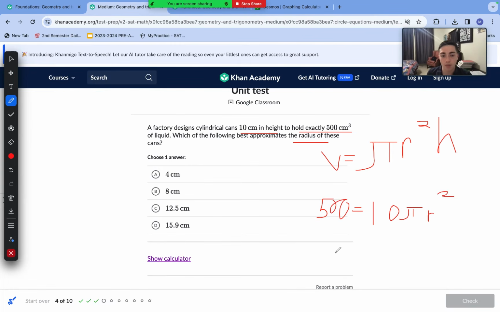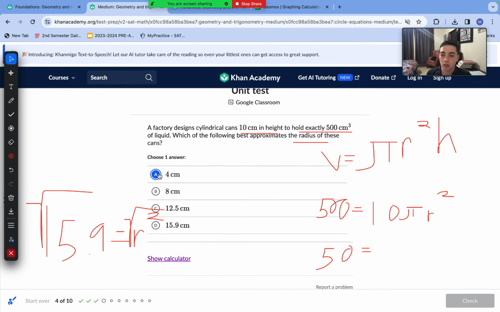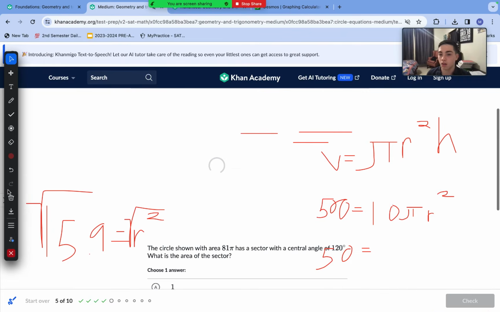We can first divide both sides by 10. We are left with 50 equals pi r squared. Then we divide both sides by pi. 50 divided by pi is 15.91. And then with 15.91 equals r squared, we take the square root of each side. So that means the radius is approximately equal to 4 centimeters.